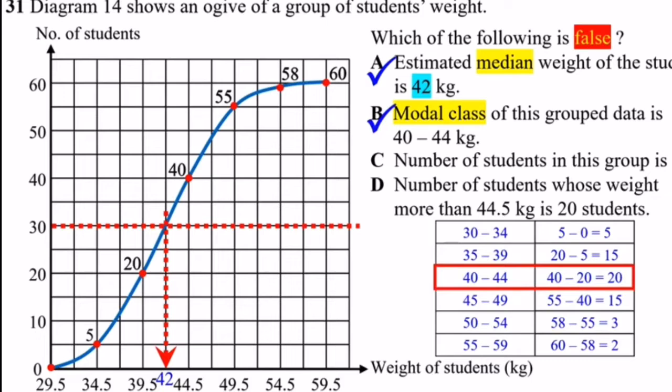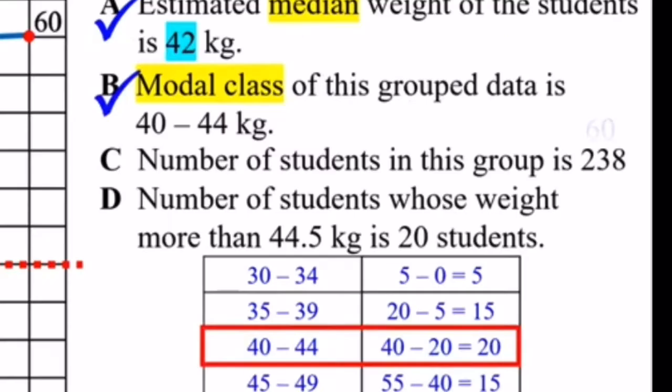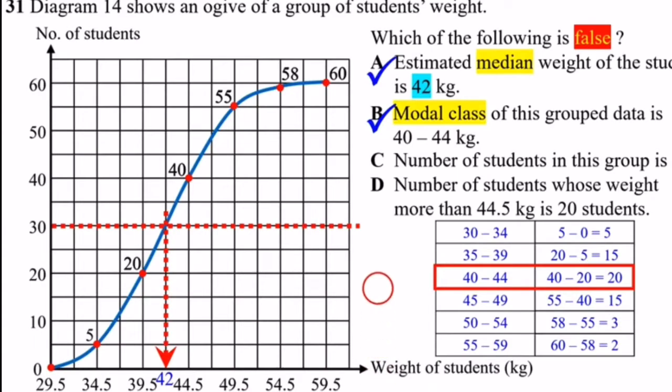Now the next one we need to find is the number of students in this group. Oh, this is very easy. The total sample space is 60, right? So this is quite easy. The total number of students is 60. So the answer given was wrong, because the answer there is 238. This is the answer that we need to highlight. So the answer which is false is C.